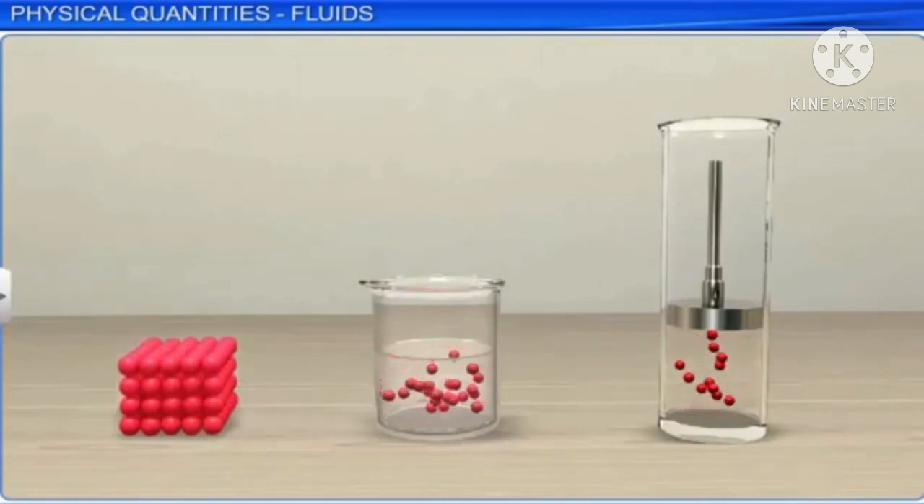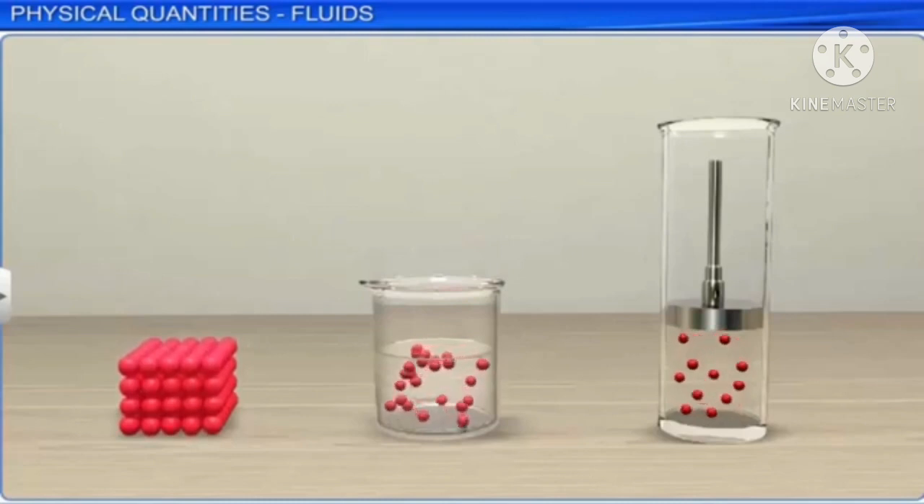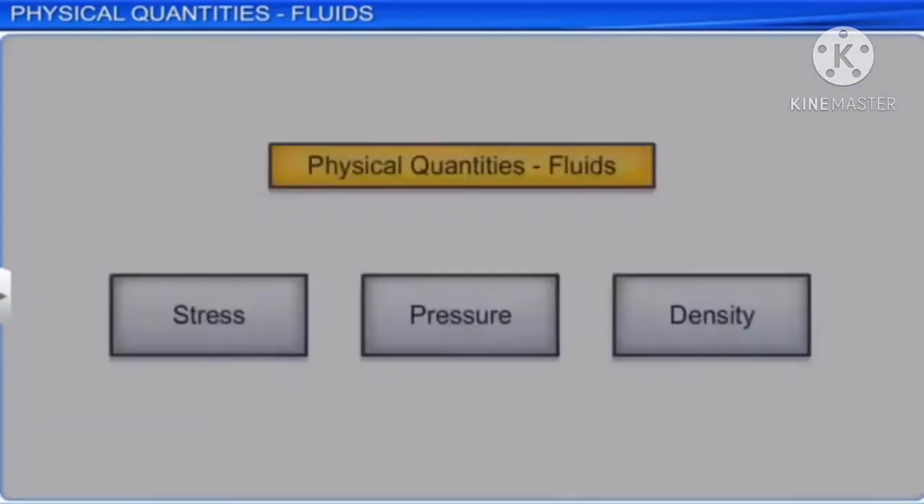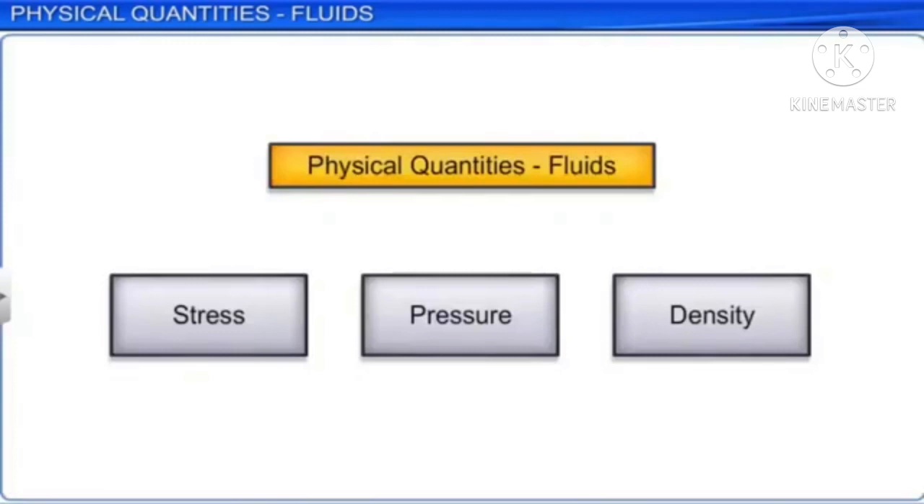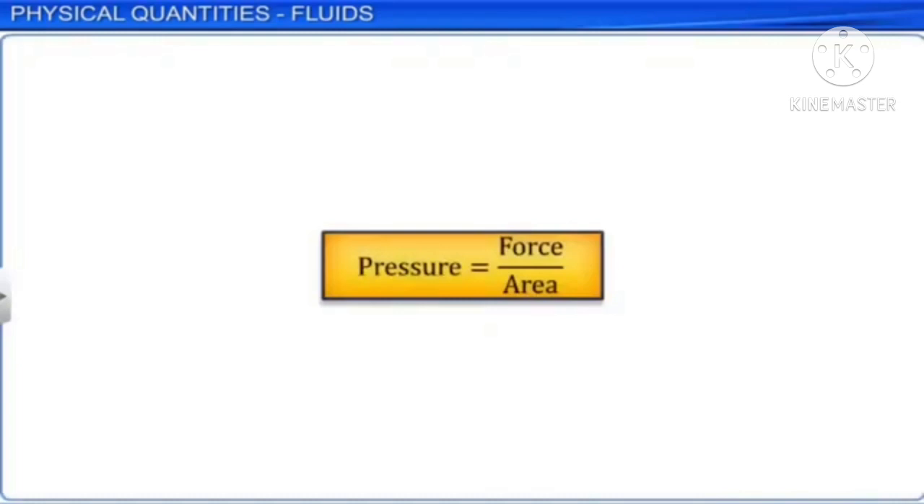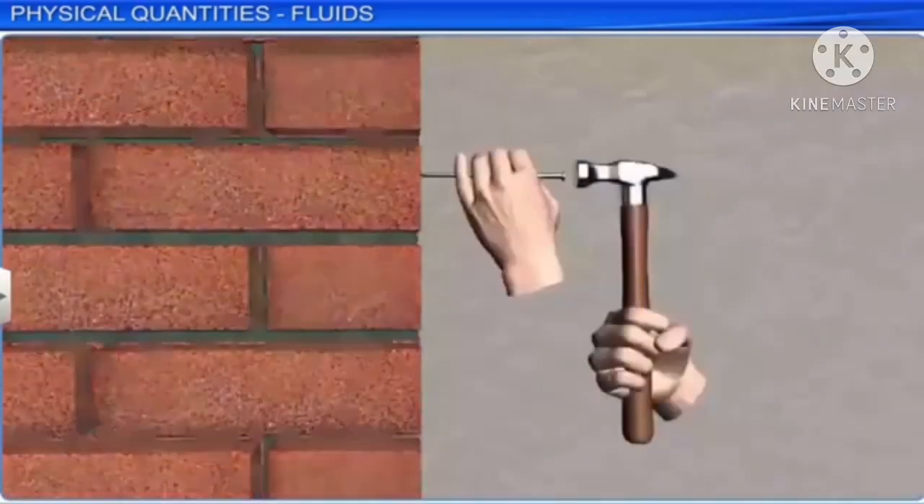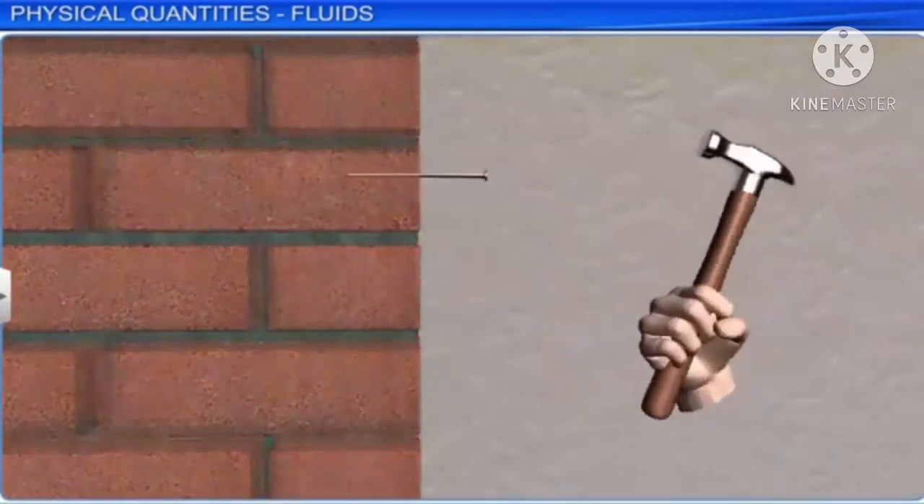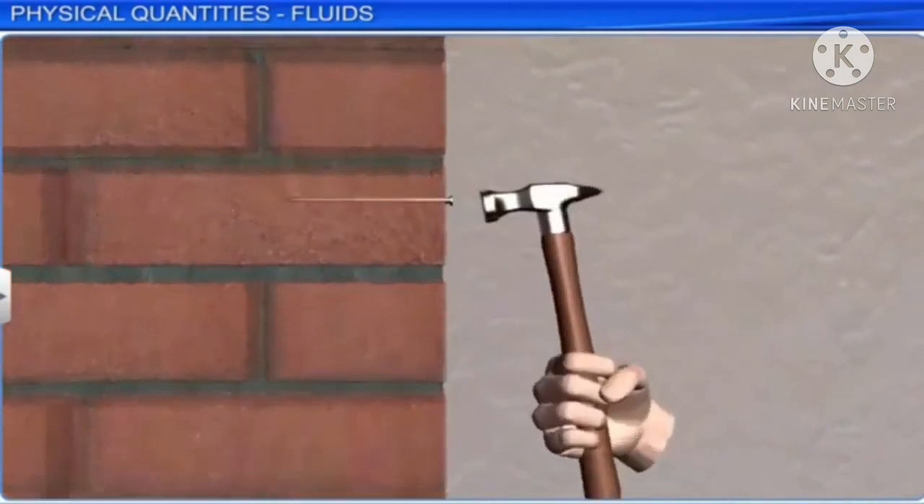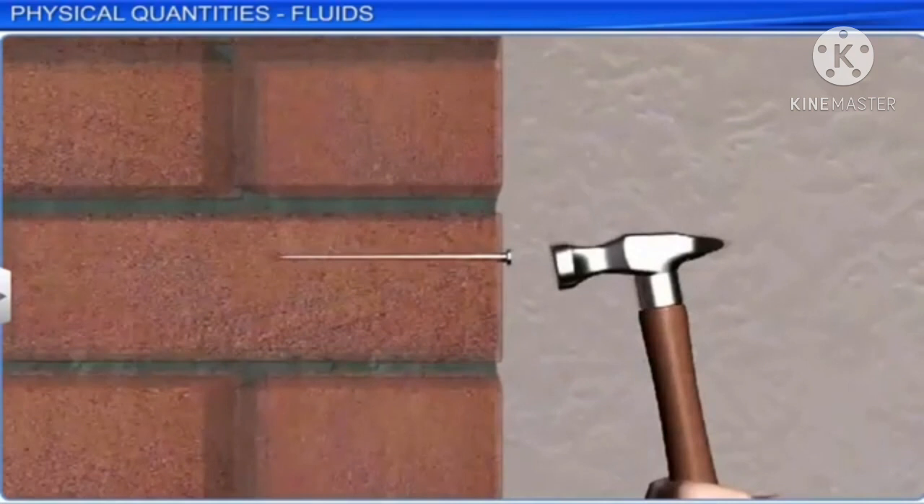Another common physical quantity related to fluids is pressure. Pressure is defined as force exerted per unit area. We experience so many incidents involving pressure in our day-to-day life. One such example is that it is easier to drive a sharp nail into a wall than a blunt one. This is because, for a sharp nail, the area on which force acts is less, hence more pressure. Here, the force exerted on the nail is perpendicular to the surface on which it is applied.